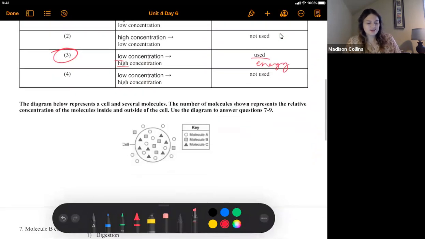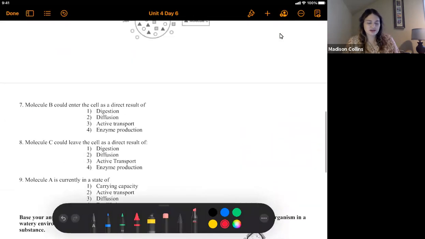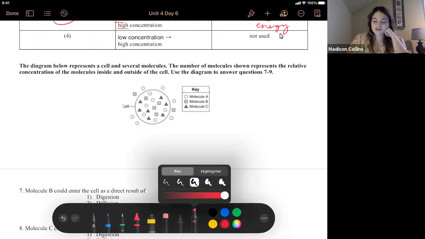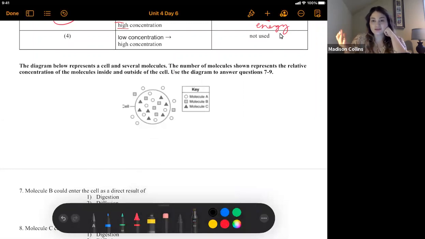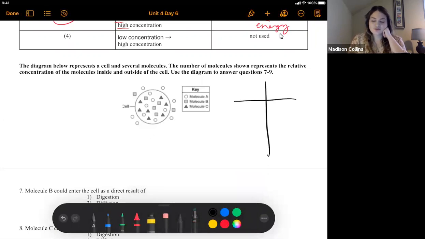Okay. Next up, we're going to use this diagram for questions 7 through 9. We're shown a diagram that represents a cell and several molecules. The number of molecules shown represents the relative concentration of the molecules inside and outside of the cell. Use the diagram to answer questions 7 through 9. In yesterday's video, or maybe 2 days ago, I'm losing count at this point, I told you guys that whenever you see a question like this, I usually stop and make a chart that shows me what's inside and what's outside of the cell.